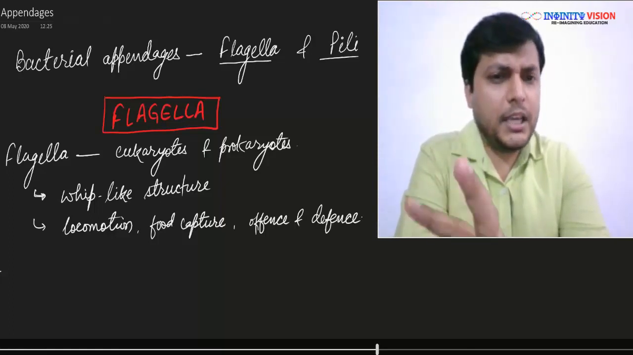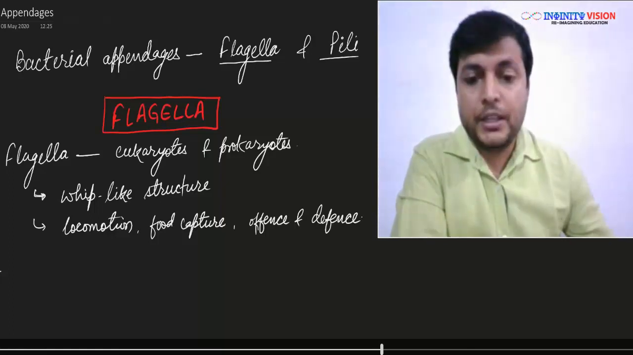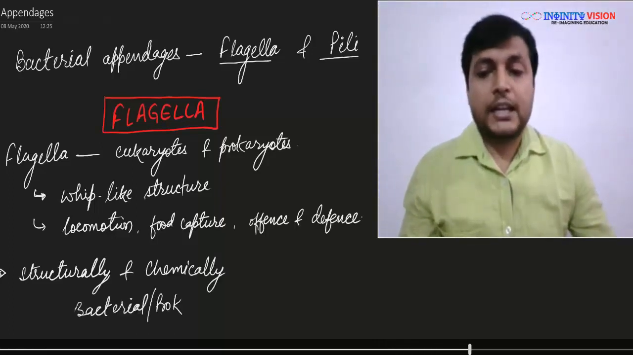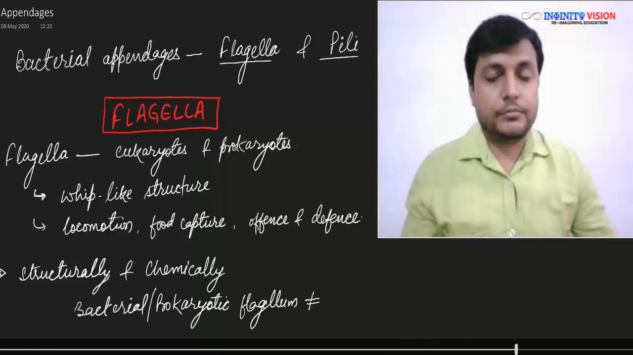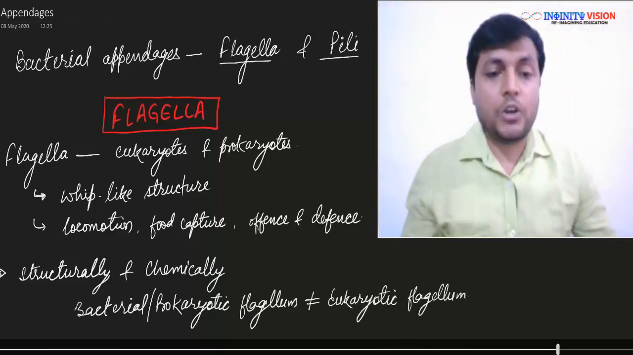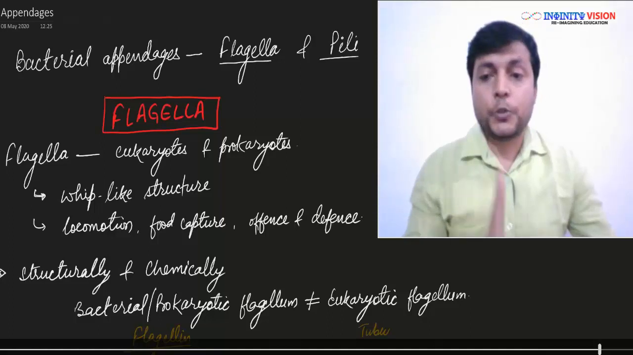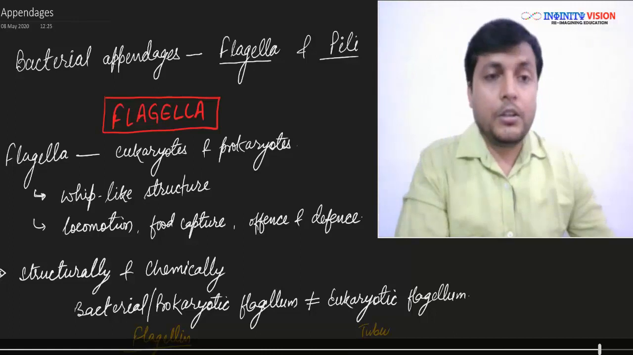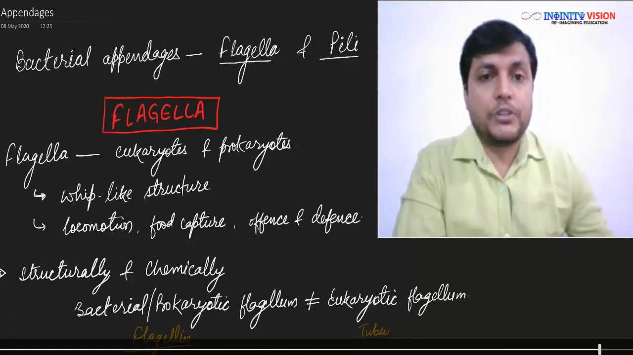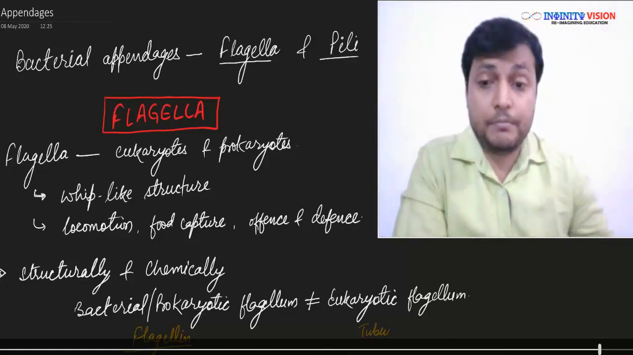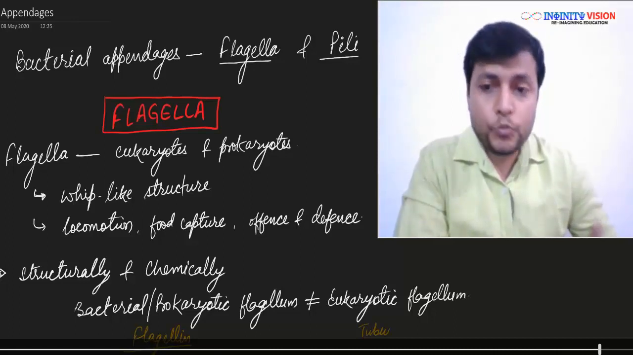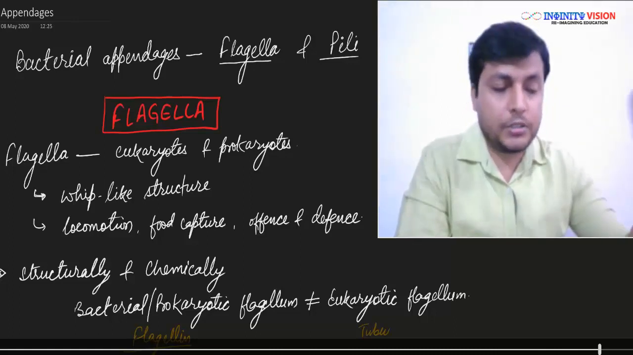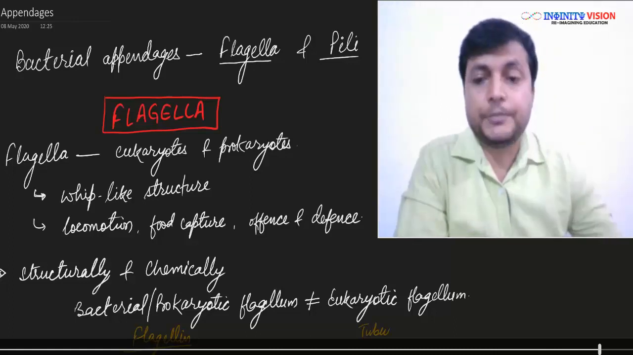Does that mean they are the same? No, they are not. Structurally, the bacterial flagella and the eukaryotic flagella are not the same. So structurally as well as chemically, the eukaryotic flagella and prokaryotic flagella are different. They are not the same. Why so? We will see the structure here of bacterial flagella. Eukaryotic flagella we will talk about in some other chapter.